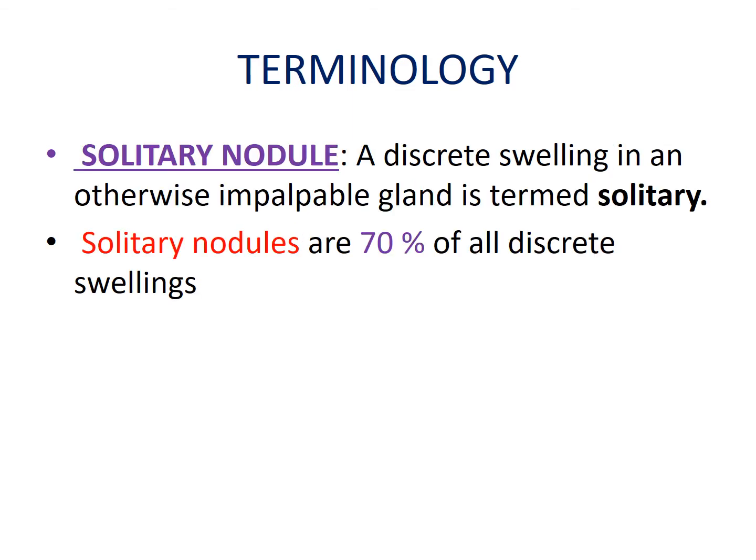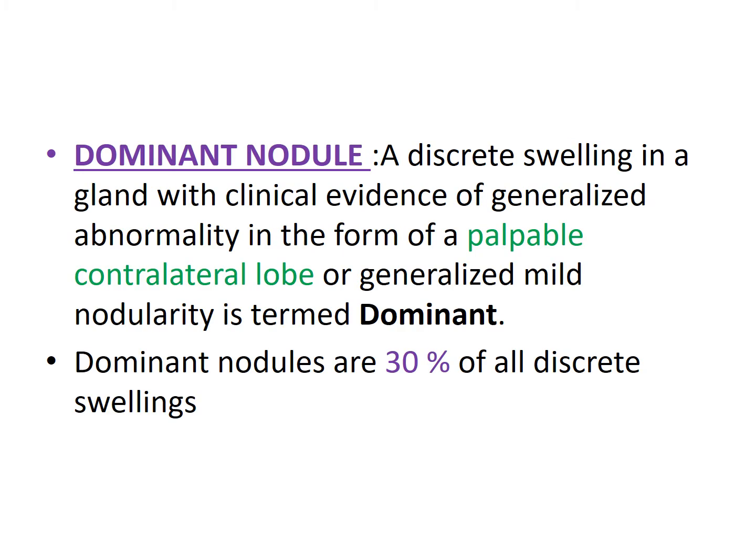Now, before we go on to the workup of the thyroid nodule, we need to be familiar with certain commonly used terminologies. You must have all heard of a solitary nodule, dominant nodule, incidentalomas. So, what's the difference between all three terminologies that are so frequently used when we're discussing a case of thyroid nodule? Well, a solitary nodule, by definition, is a discrete swelling in an otherwise impalpable gland, right? And these solitary nodules make up about 70% of all discrete swellings.